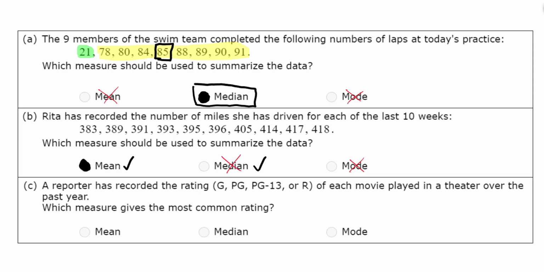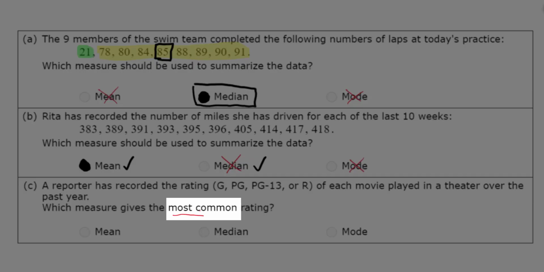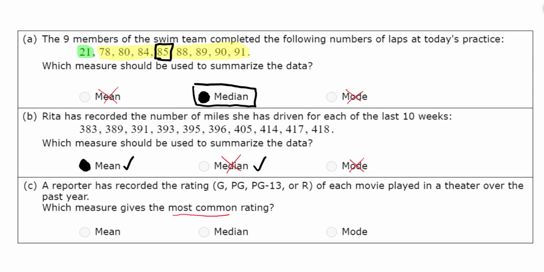And then letter C, a reporter has recorded the rating of each movie played in a theater over the past year. Which measure gives the most common rating? So notice here they're saying the most common. Think about if you were going to go out and actually record the ratings. You would probably see a lot of check marks on rated R. Maybe there's a lot of movies on PG-13. So you're going to get a lot of repeats in the data. And in this case, that's why you would want to go with the mode, because you're going to be expecting a lot of repeats because you're looking at categories now.